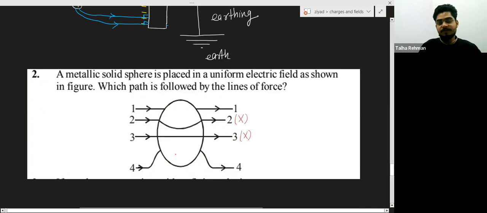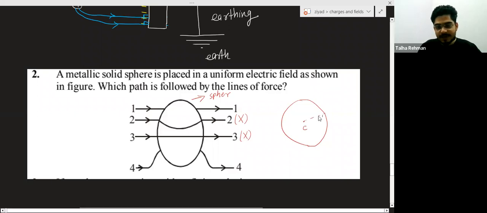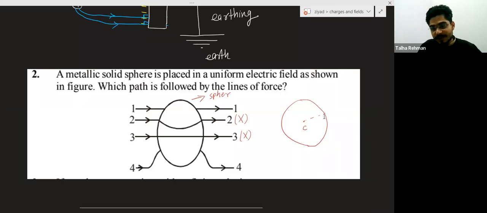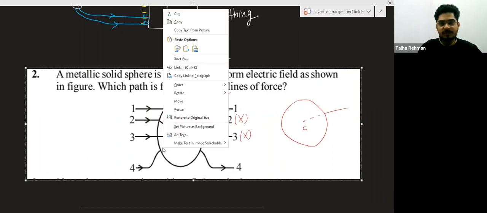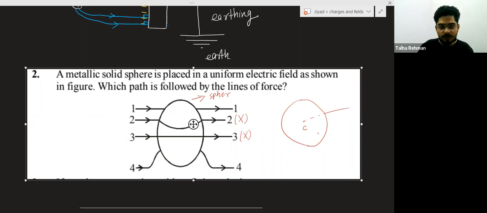Basically, this is a sphere. And one more thing you have to remember, if there is a sphere, the center of the sphere will be there. Always remember, electric field lines are perpendicular to the surface. Perpendicular to the surface will be like this only. So this option is not perpendicular. Perpendicular will always pass through the center. Okay, so this line should pass through the center.